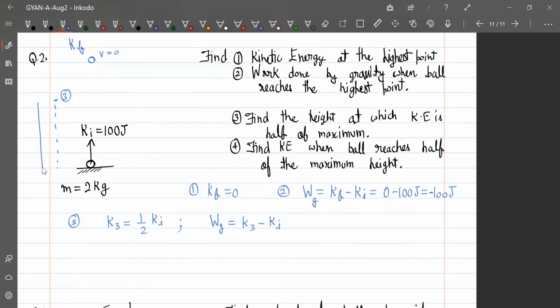So if suppose this height is h, then work done by gravity will be mg. See, mg नीचे लग रहा है, h ऊपर की तरफ है. So I can write minus mgh. K3 will be Ki by 2. From here you will get the value of h. Find the value of h. And then find the value of K3. That's kinetic energy when ball reaches half of the maximum height.